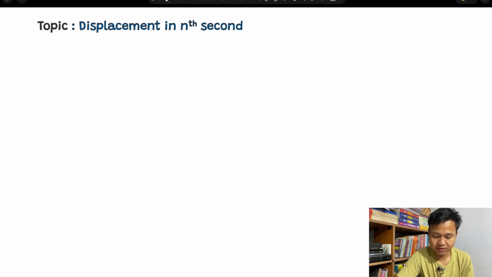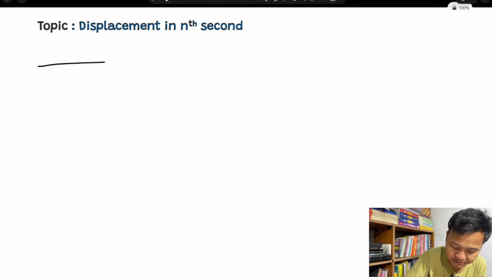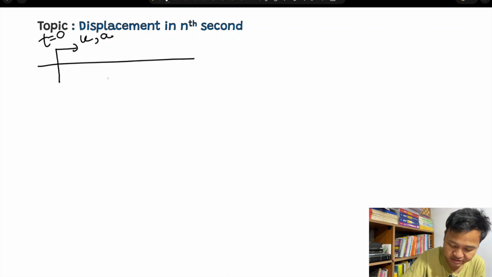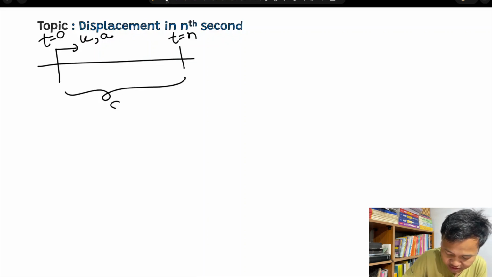Now we come to the last part of the video, the last concept: displacement in the nth second. Suppose I start from here at t equals 0, with initial velocity u and acceleration a. Suppose in n seconds I have traveled this much distance. So here time t is equal to n. In n seconds I have traveled this distance. Let's say this is Sn.